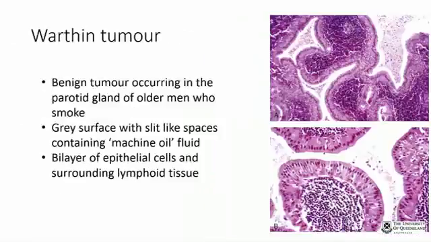The other common benign tumour is a Warthin's tumour. These occur in the parotid glands of older male smokers and present as a slow-growing, painless mass. The cut surface is grey with slit-like spaces containing dark grey machine oil-like fluid. The microscopic appearance is that of fronds of tissue lined by 2 layers of eosinophilic cuboidal cells, termed oncocytic cells, that are surrounded by a dense inflammatory cell infiltrate. These tumours do not undergo malignant transformation.